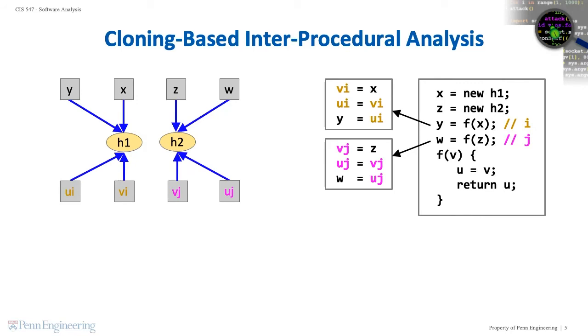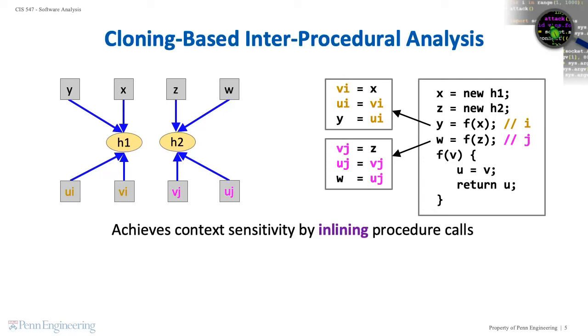One way to add context sensitivity to the analysis is through what is called cloning. It achieves context sensitivity by reproducing the bodies of the procedure inline with distinguished variable names.